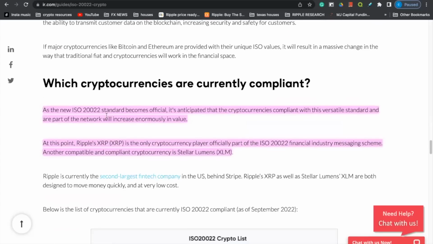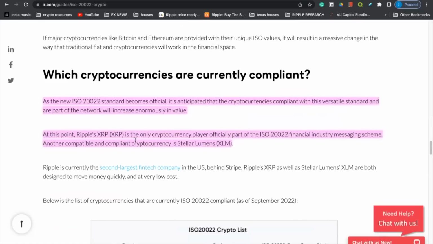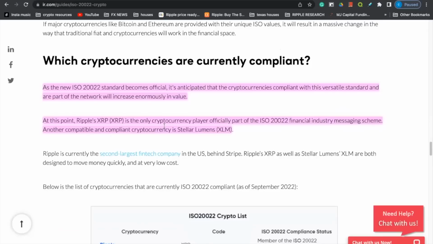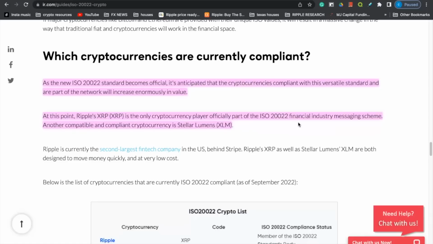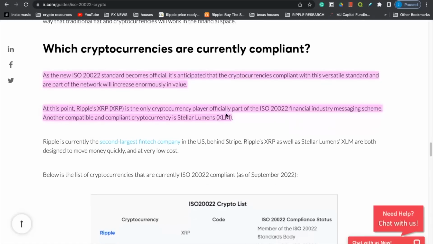So the new ISO 20022 standard becomes official. It's anticipated that the cryptocurrencies compliant with this versatile standard and are a part of the network will increase enormously in value. At this point, Ripple's XRP is the only cryptocurrency player officially part of the ISO 20022 financial industry messaging scheme. Now, why is that sentence right there important?